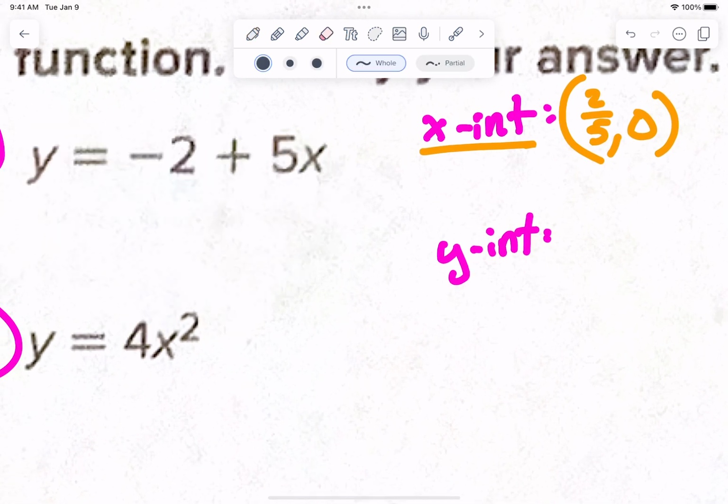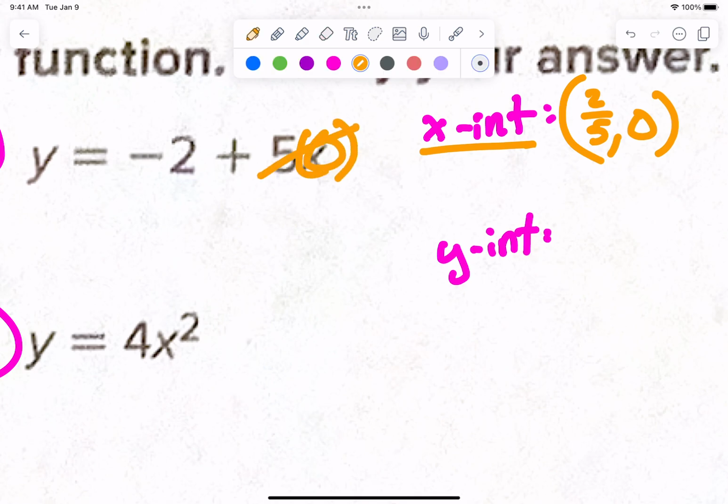Plug 0 in for x. So if I plug 0 in for x, this goes away. 5 times 0 is 0. And it is going to be 0, comma, -2. That's what it is, right?